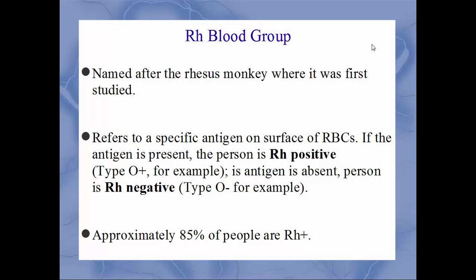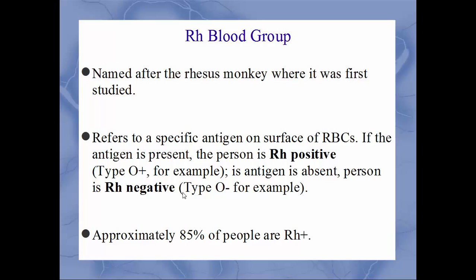Alright, next topic we'll talk about is the Rh blood group. It's called Rh because it's named after the rhesus monkey, where it was first studied. Now this is determined by a specific antigen on the surface of the red blood cells. So if someone has that antigen, that person is called Rh positive. So O positive, A positive, B positive, AB positive. That's what that positive or negative means. If you have it, you're positive. If you don't have it, you're negative.